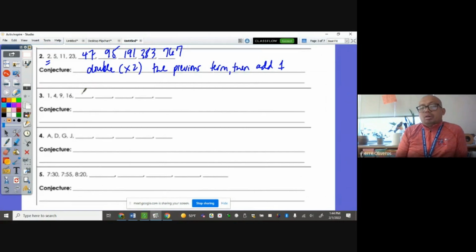1, 4, 9, 16. I have here, obviously, perfect square numbers. 1 times 1 is 1, 2 times 2 is 4, 3 times 3 is 9, 4 times 4 is 16. So 5 times 5 is 25, then 36, 49, 64, 81. These are the perfect square numbers.